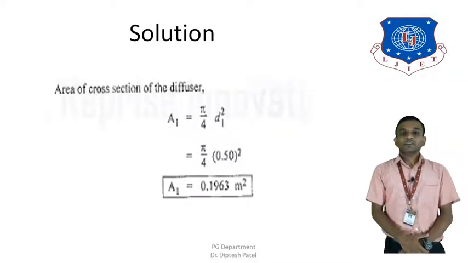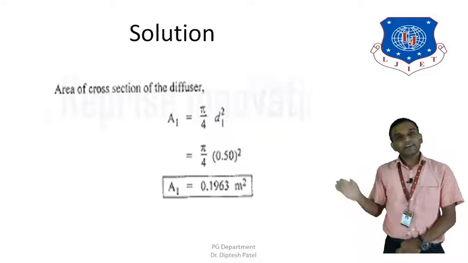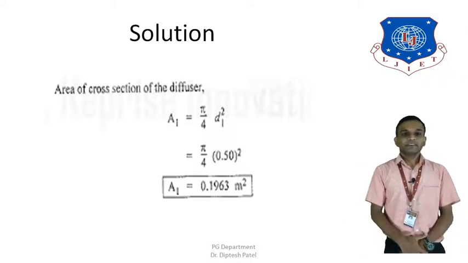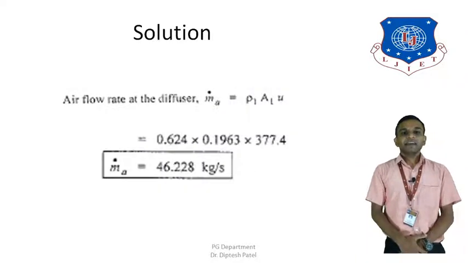Area of cross section of the diffuser. So A1 area is equal to pi by 4 d1 square. So therefore pi by 4 d1 square is available. So let's put the values over here, 0.50 meter square. So therefore A1 would become 0.1963 meter square.